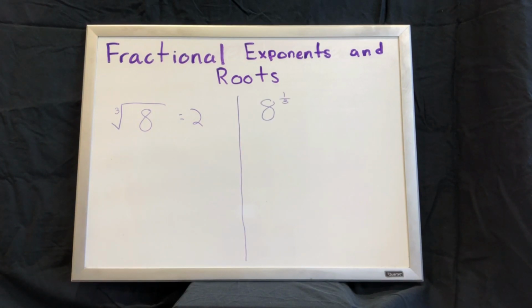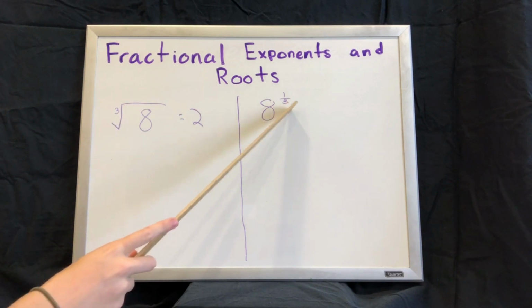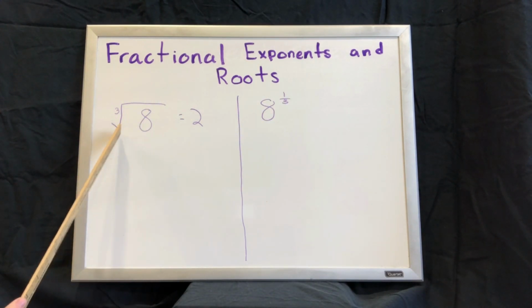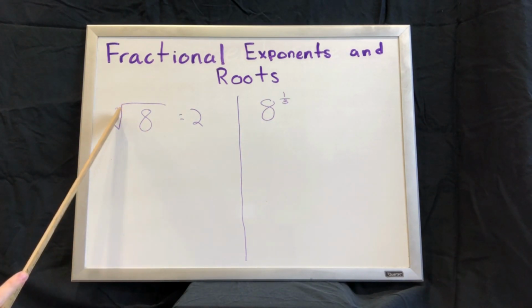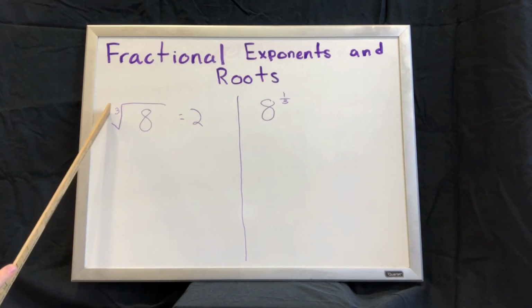You might be wondering why I'm teaching you about roots, because roots don't really seem to have much to do with exponents. However, there's an important relationship between roots and exponents. 8 to the 1/3 power is equal to the cube root of 8, where 3 is the index. If it's 1 over x, then x will be the index.